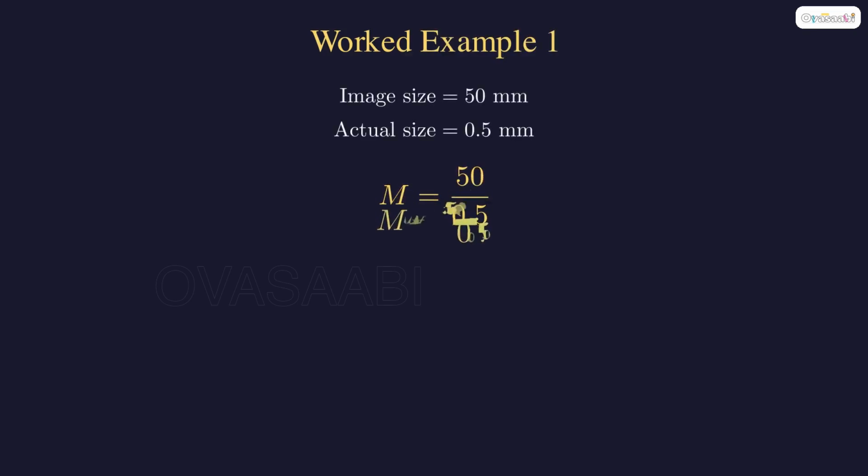Example 1. An image measures 50 millimeters. The actual cell is 0.5 millimeters. We divide 50 by 0.5 and get a magnification of 100 times.